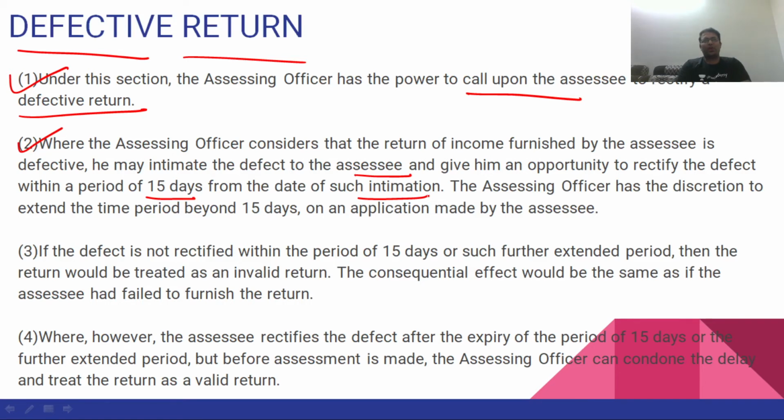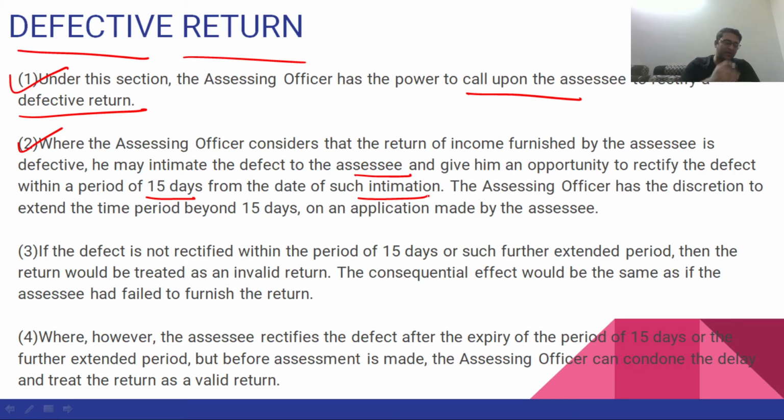So normally what happens once you file your return? The assessing officer starts to scrutinize your return. While checking your return, if there is some piece of information that you were mandatorily required to disclose but you did not, then the assessing officer may consider it a defective return. He sends the return back to you and points out the defect in your return. Within 15 days, please correct the defect and submit again.